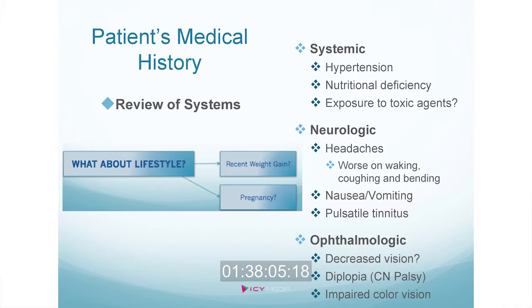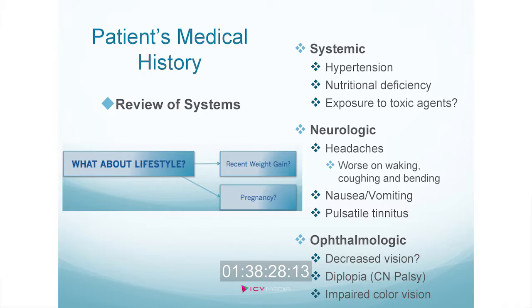So in the patient's medical history, we want to look at the systemic conditions, okay? We want to find out about hypertension. Remember that a patient that has malignant hypertension could present with bilateral optic disc edema. So it's very important that that's part of our workup, okay? That we understand if the patient does have high blood pressure, is it being managed appropriately, okay?